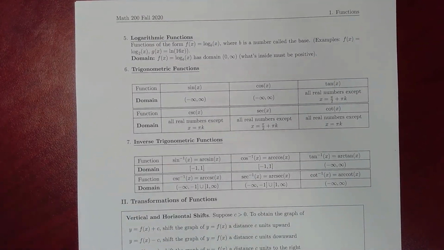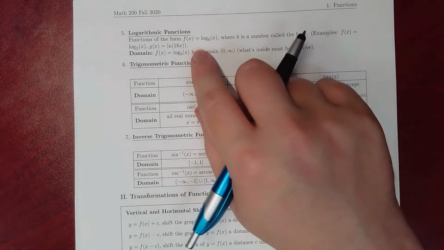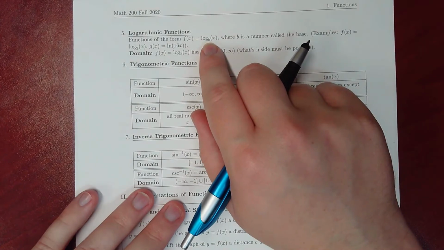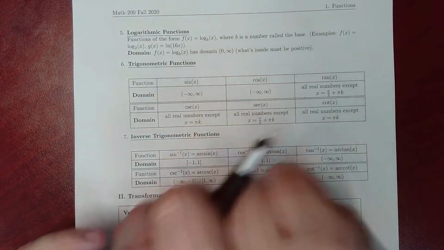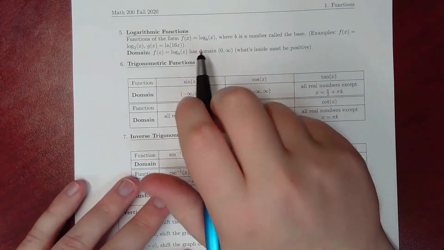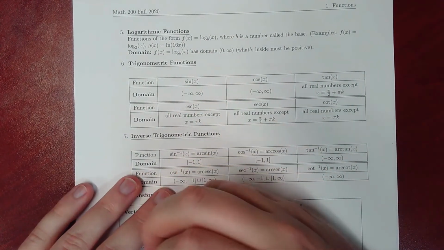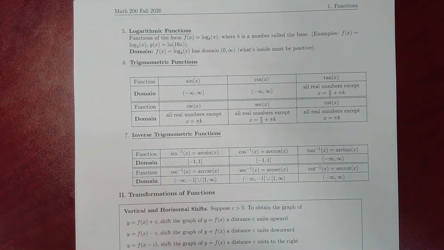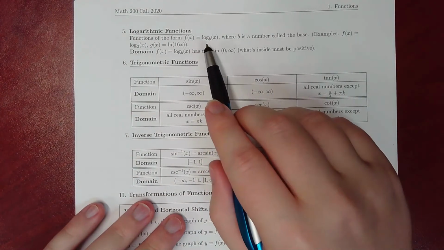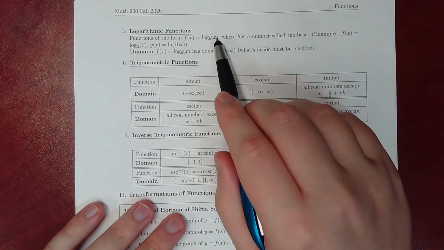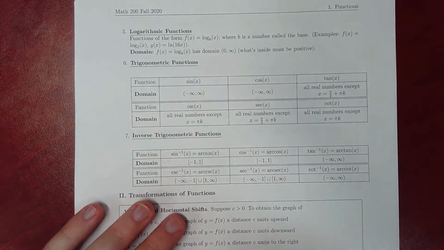Some other functions that you might have seen, and we might see as we go along, are logarithmic functions. If you have an exponential function, the way to undo that is the logarithmic function. These are of the form log base b of x, where b is a number called the base. Essentially what this is checking is, if I raise this number to some power, how do I get x? What's the power that I need?